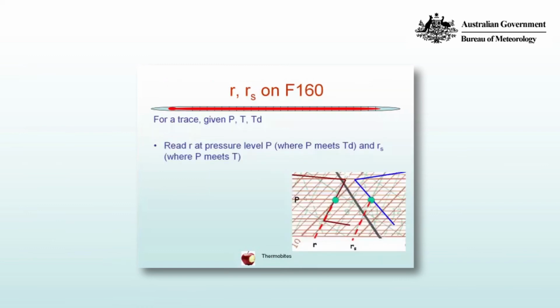On the F160, for a trace with a given pressure, temperature and dew point temperature, the point where the isopleths of mixing ratio cross the dew point profile gives you the mixing ratio for that given pressure, and the point where the isopleths of mixing ratio cross the temperature line, that gives you the saturation mixing ratio.